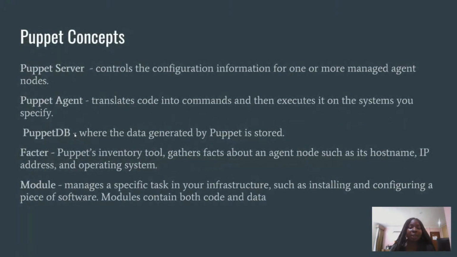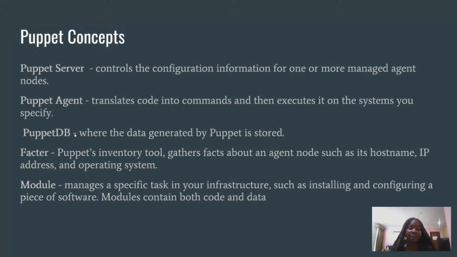All right. So what are the concepts in Puppet? We have the Puppet server, which is the primary node that controls the configuration information for one or more agent nodes. Then you have the Puppet agent, which translates the code into commands and executes it on the systems that you specify. The agent gets the information from the server and then executes that information on the managed nodes, the systems.